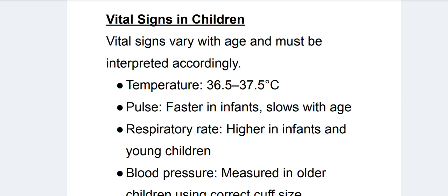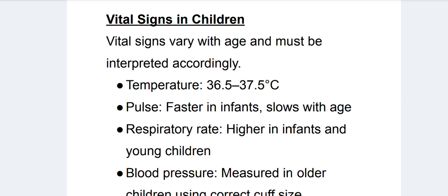until you reach adolescent. In adolescent, it has now reduced. It is around 80 to 100 or 110. Those are adolescents. So you should know that the smaller the child is, the younger the child is, the higher the pulse they have. Then the respiratory rate is also higher in infants and young children.